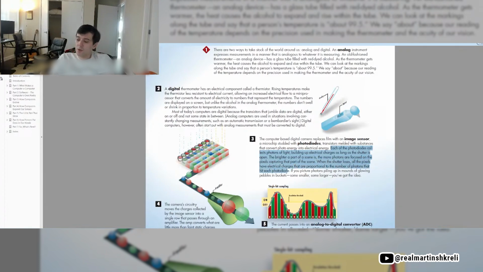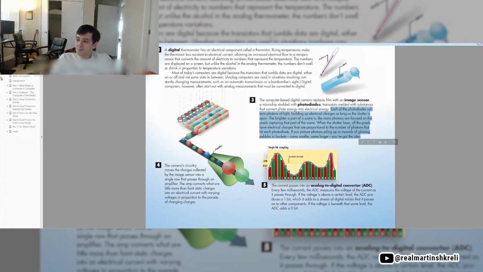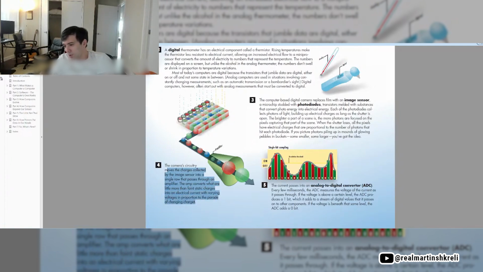hit each photodiode. If you picture photons piling up in mounds of glowing pebbles in buckets, some larger or smaller, you have the idea. The camera circuitry moves the charges collected by the image sensor into a single row that passes through an amplifier. The amp converts what are little more than faint static charges into an electrical current with varying voltages in proportion to the parade of changing charges.